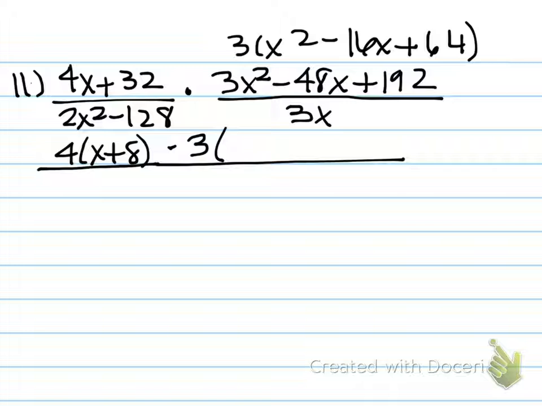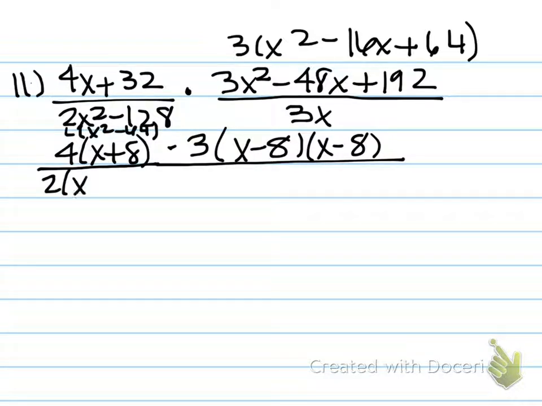All right, so 8 times 8 gives us 64, and that also adds to give us 16. So we're going to have x minus 8 and x minus 8 right here. On the bottom, I can take out a 2 right here, and when I do that, I get x squared minus 64. So that's the difference of squares. So I get x minus 8 and x plus 8. And we have times 3x here.